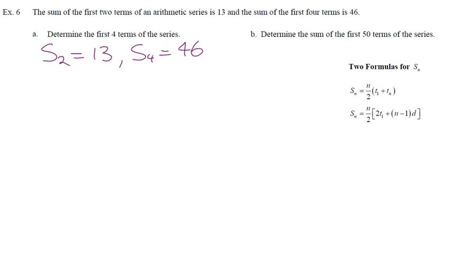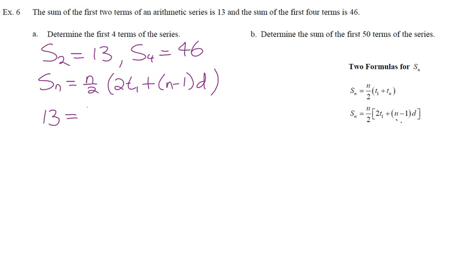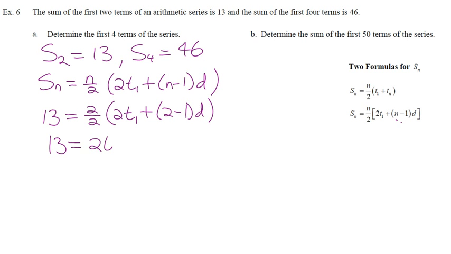So let's do that. Let me just write the formula down. Here's the formula we're going to use: S sub n is n over 2 times 2t1 plus n minus 1 times d. Okay, so we're going to do S2. 13 is equal to 2 over 2 times 2t1, don't know t1, plus 2 minus 1 times d, don't know d either. So there's one equation. Let's simplify it. 2 over 2 is just 1, so 13 is equal to 2t1 plus d.